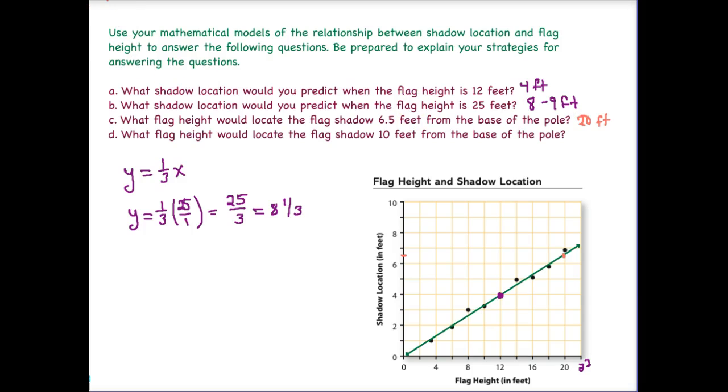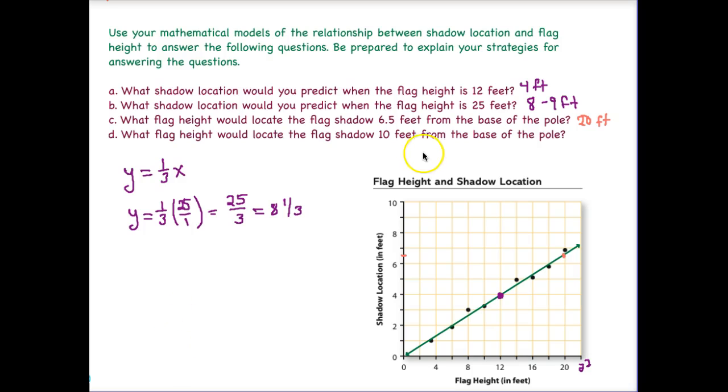The final one. By now you should be able to pause the video and see if you can answer the question for yourself. What flag height would locate the flag shadow 10 feet from the base of the pole? Well, 10 feet's on our graph, but if I go across, I never hit the line. So in this case, we'll probably need to use our equation.